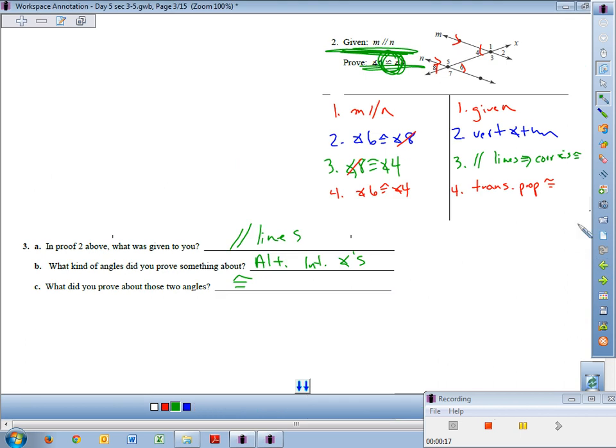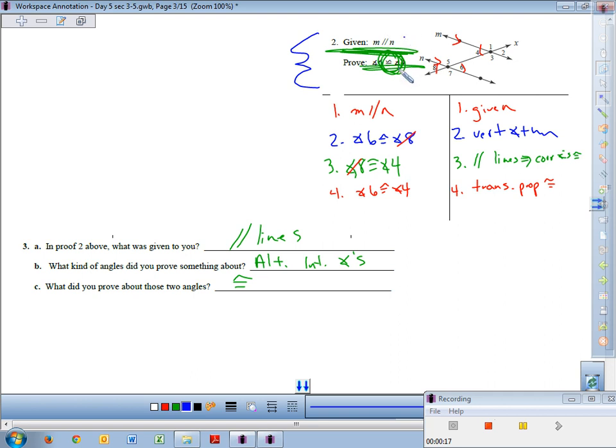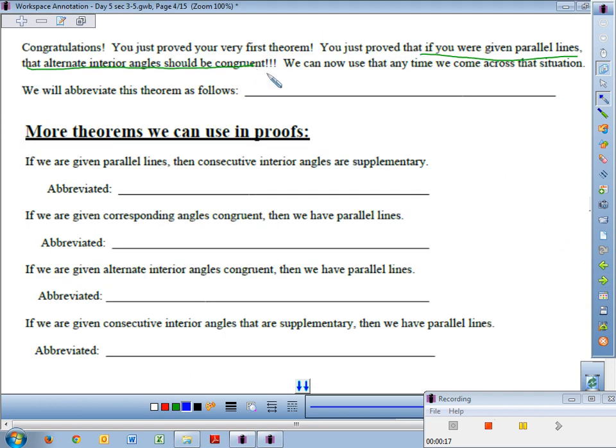Anytime we come across that now, that's what the whole point of a proof is, guys. The whole point of a proof is, hey, if in any situation you're given parallel lines, we've proven that alternate interior angles are congruent. So now, from here on out, we know that if we have parallel lines, that will imply that my alternate interior angles should be congruent.